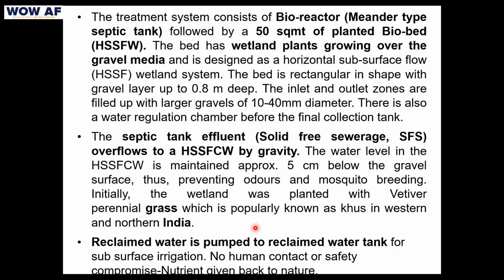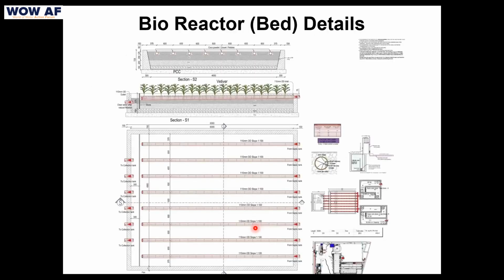Initially, the wetland was planted with vetiver perennial grass, which is working till today. Reclaimed water is pumped to the reclaimed water tank, and from here we have done subsurface irrigation. So the black water then goes for landscape irrigation, with no human contact and no safety compromised, and even nutrient is given back to the soil.